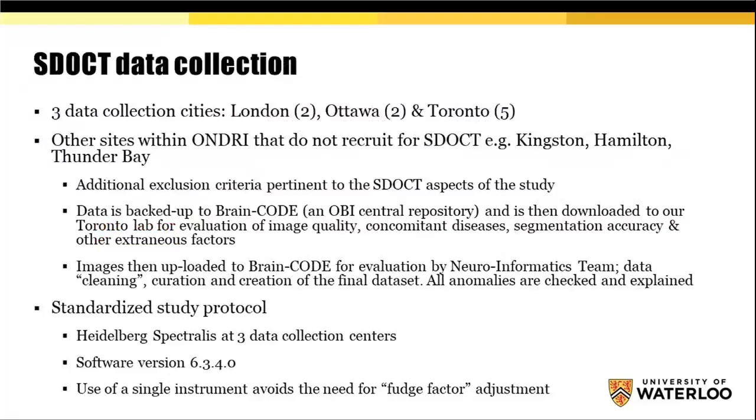In terms of the ONDRI study, our lab collected data from 3 cities: London, in Ontario, of course, Ottawa, and Toronto. Other cities that were part of the ONDRI study but did not recruit for SDOCT included Kingston, Hamilton, Thunder Bay. The whole process is very automated. Data is backed up to a central repository, and everything goes through that central repository called Brain-CODE. Standard protocol was used to acquire these images. Next slide, please.